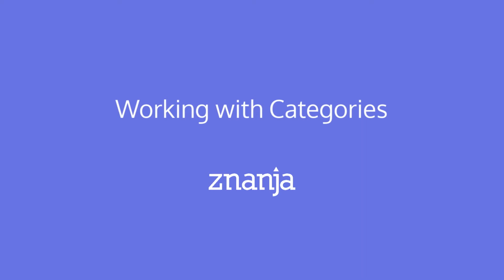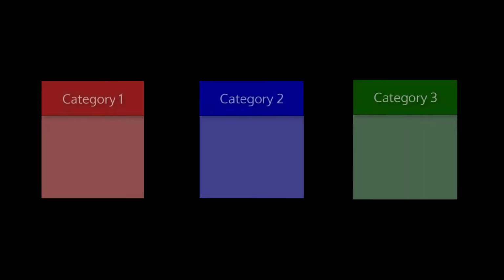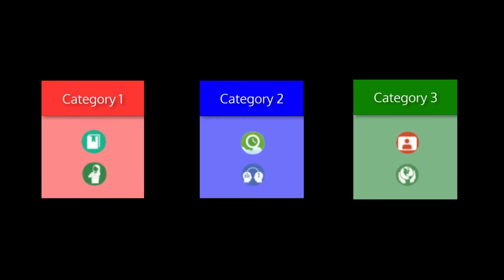This video will teach you about categories, what they are, how to create them, and how to edit their information. To begin, a category is a way to classify courses within your organization. Categories that you create will show up in your students' course lists and will allow them to filter courses based on the categories.